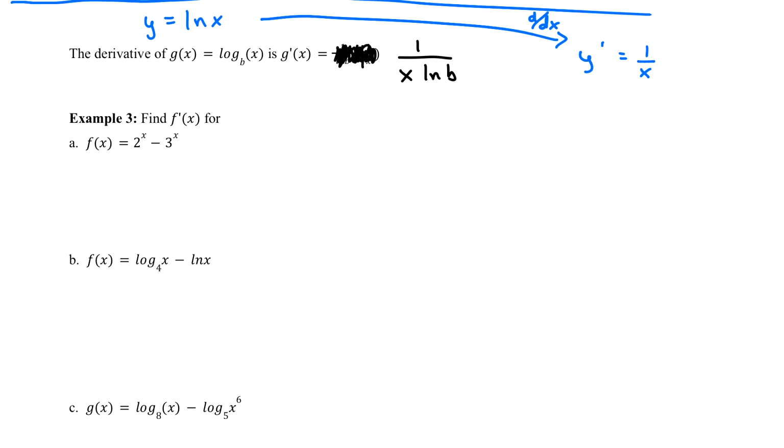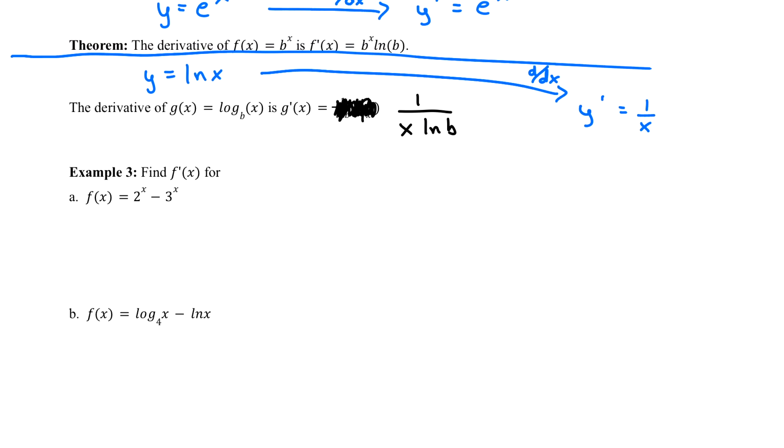First example, I want to find f prime of x for 2 to the x power minus 3 to the x power. So if we need to, we can scroll up and we can peek at that derivative rule. f prime of x equals b to the x times natural log of b. So when I find f prime of x here, the derivative of 2 to the x is going to be 2 to the x power times natural log of my base, which in this case is 2, minus the derivative of 3 to the x power.